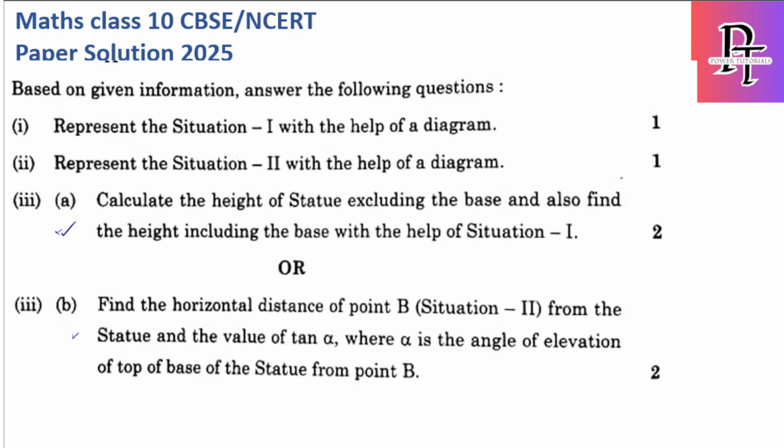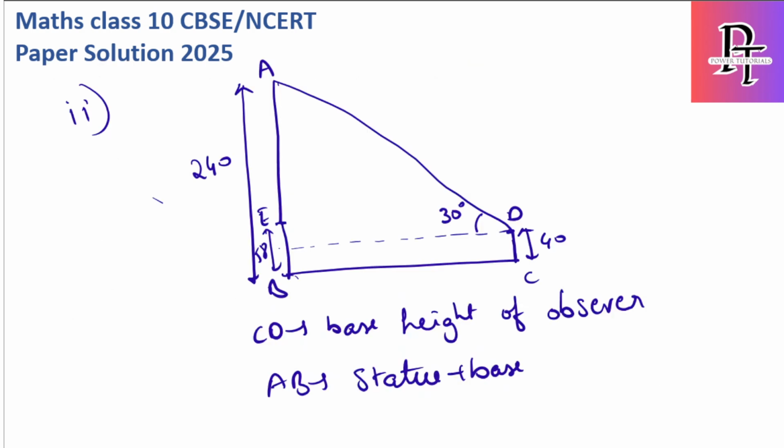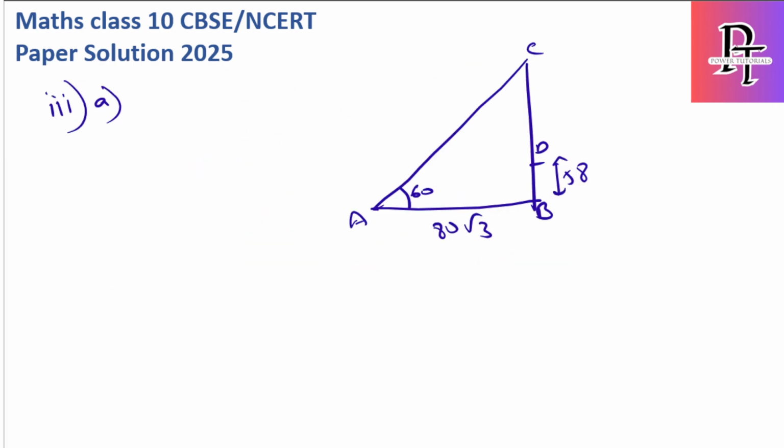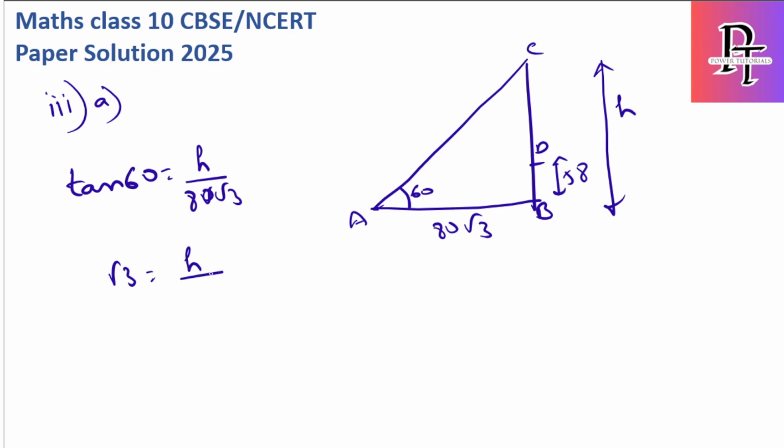Find the height of the statue excluding the base, and also find the height including the base. First we will find the height including the base. Using tan theta, tan 60 is equal to the entire height h by the distance, which is 80 root 3. So tan 60 is root 3. Root 3 is equal to h by 80 root 3.